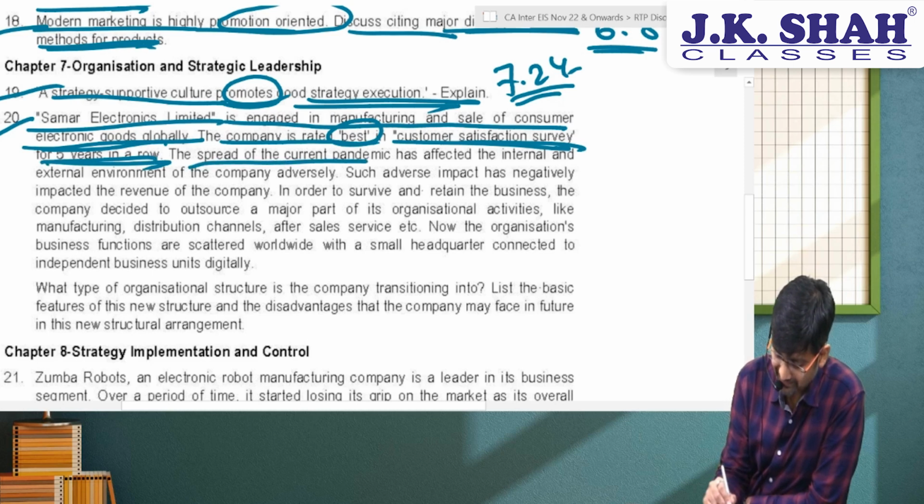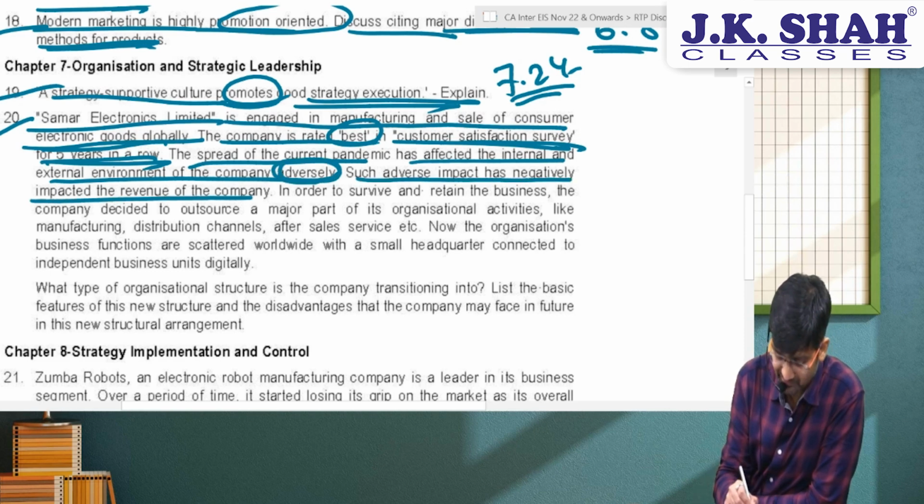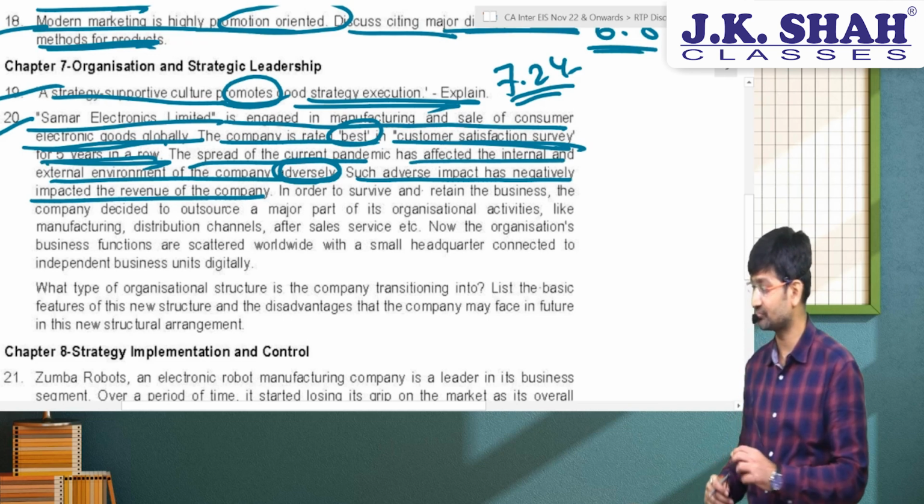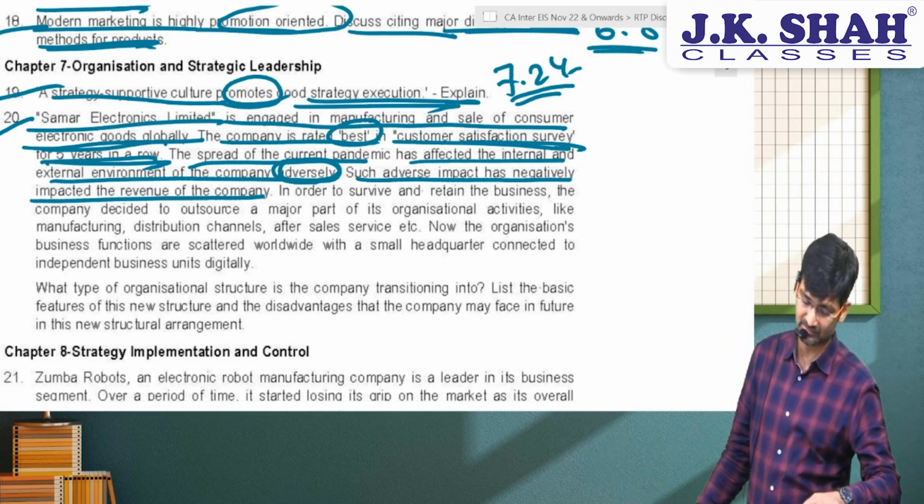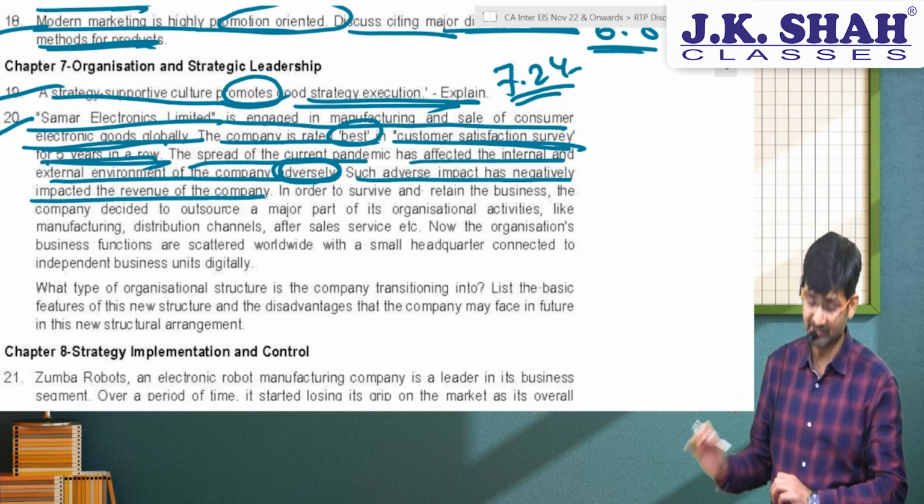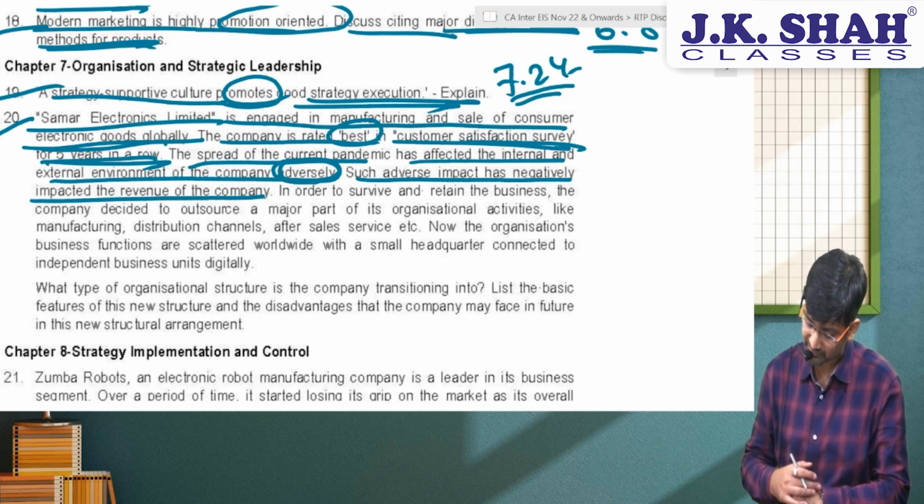The spread of the pandemic has affected the internal and external environment of the company adversely. Such adverse impact has negatively impacted the revenue of the company. Okay, so the company was doing very well, and suddenly because of the pandemic, the internal and external environment has been adversely affected. It has negatively impacted the revenues of the company.